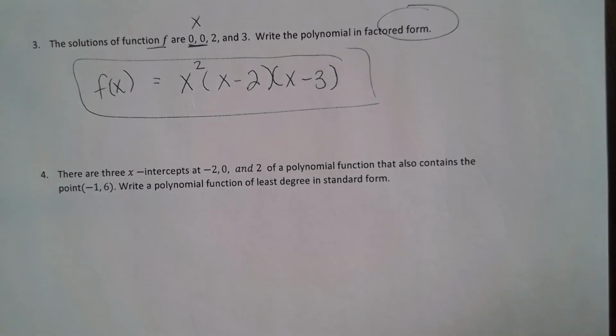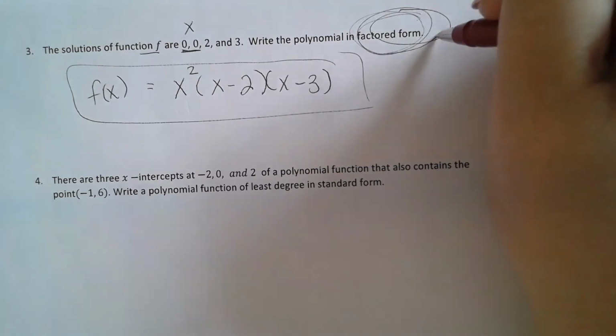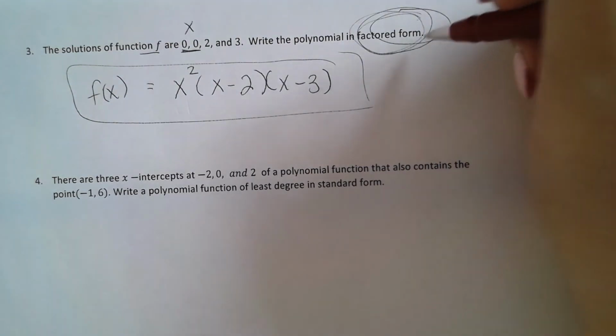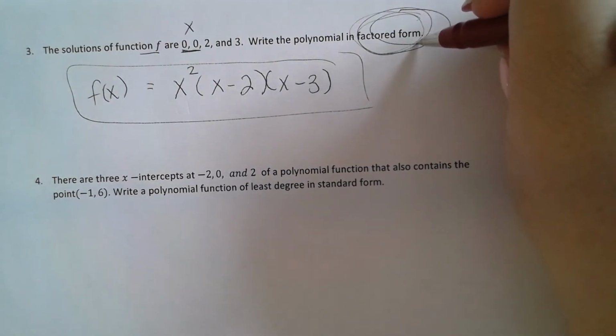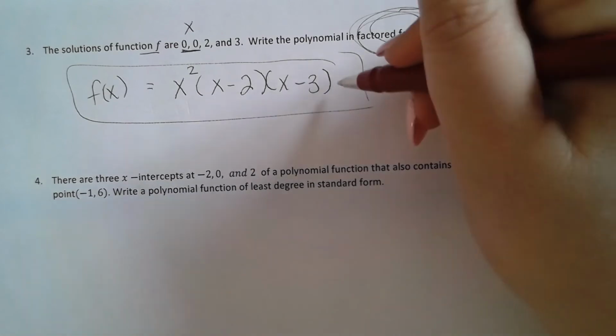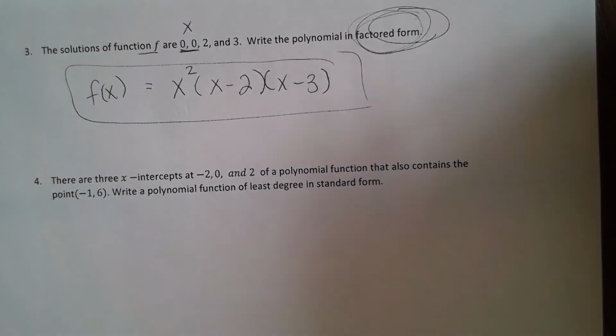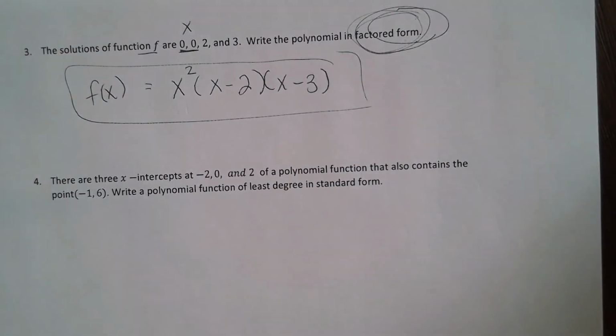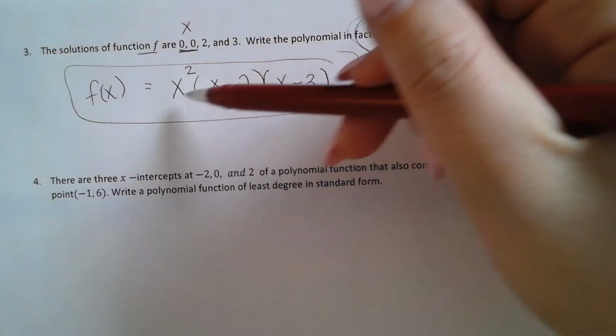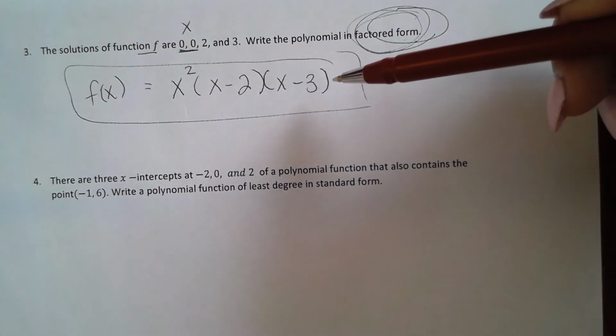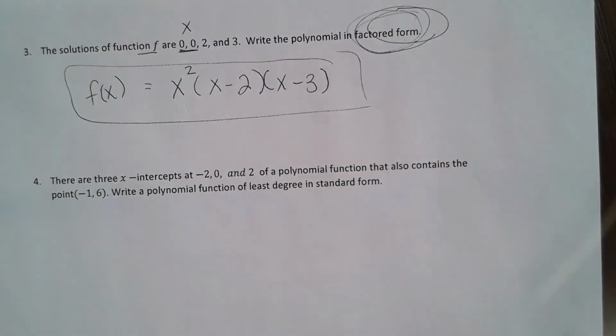Please, please, please, on your quiz, your test, your homework, always look at what form it is. Okay? If it says factored form, do not waste your precious time on a test distributing this out. I'm also going to take off a point if it says factored form and you multiply it out. You need to pay attention to directions. Factored form, they are in factors. Standard form, multiply it out.